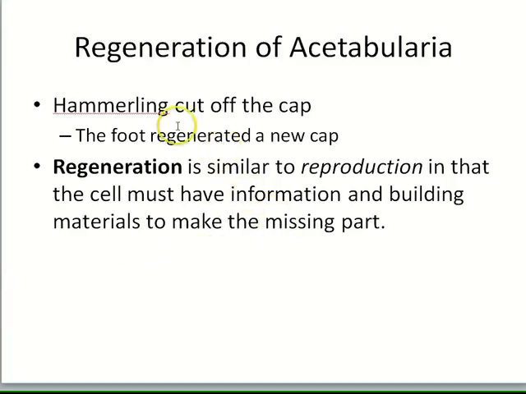So what does he do? Well, he discovers something interesting about Acetabularia, namely that it can regenerate. In particular, if you cut off the cap of the green algae, you'll find that the foot piece can regenerate a new cap. If you think about regeneration, it's sort of similar to reproduction because the cell has to have information and building materials to make the missing part. So just as animals, the males and the females, must have information to make offspring that they pass on in their sex cells, so too a single cell, when it regenerates, has to have information and building materials to make the missing part of the cell.